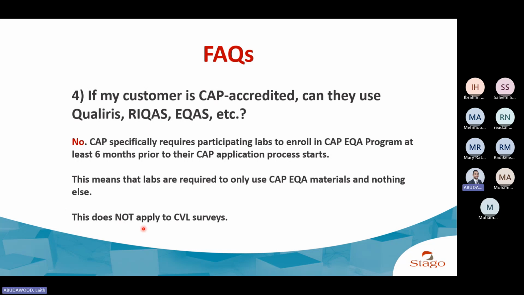This does not apply to CVL surveys. That's a different story, but you can have tools similar to CVL. They do not have to be necessarily from CAP. The ones from CAP are the ones, if you remember, I told you, you get multiple vials, you run them, it says SDI, you are within the range of SDI, you pass. Simple as that. It's the thing that you think of when you think of CAP samples or RECAS or ECAS.